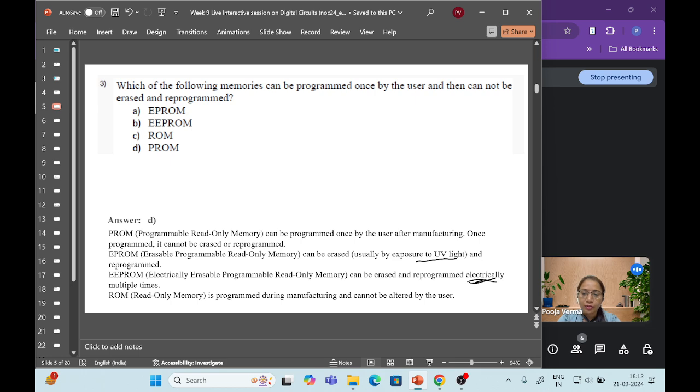ROM stands for read-only memory. It is programmed during manufacturing and cannot be altered by the user. It also cannot be erased and reprogrammed. So the correct option is PROM.